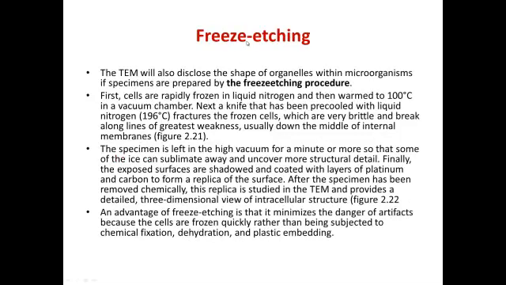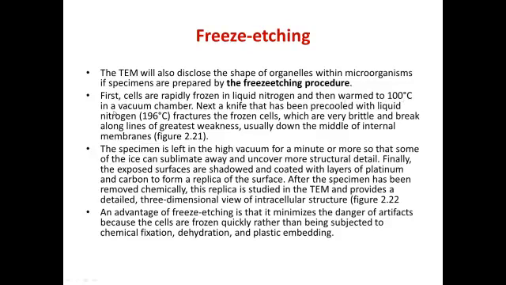Third method is known as freeze etching. While taking the images with a transmission electron microscope, we can also view the organelles within the cell, okay? And if we want to look at the organelles within the microorganisms, then we have to prepare the specimens by using the freeze etching procedure. What happens in the freeze etching procedure is that the cells are rapidly frozen in liquid nitrogen. You know that liquid nitrogen has a temperature of minus 196 degrees centigrade.